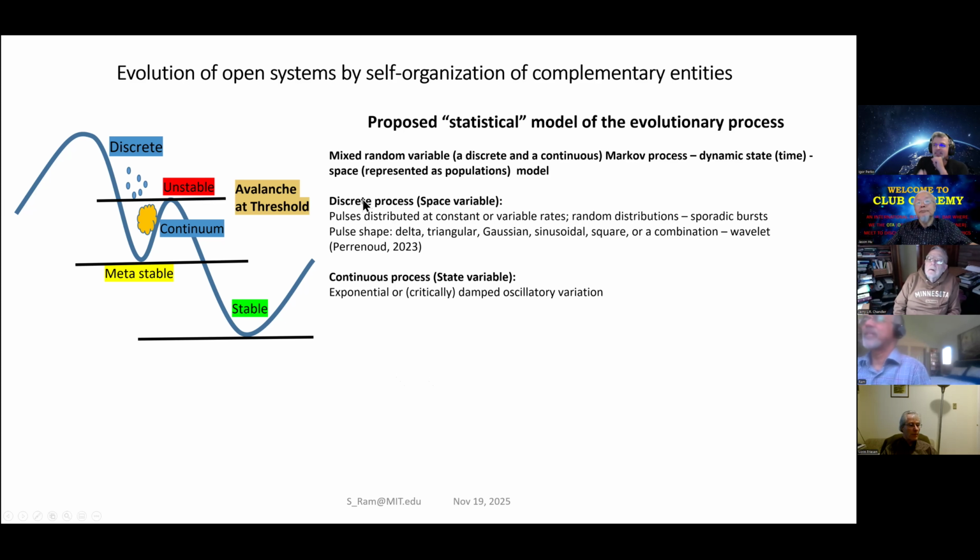In the first slide, I was talking about the discrete process, which is influencing the system here, all the interaction that is coming from the environment. It can be modeled as pulses distributed at constant or variable rates. That's very important. It doesn't have to be periodic and have certain frequencies. It can have all kinds of rates, random distributions, sporadic bursts. And the pulse itself could have a pulse shape. And then the continuous system doesn't have to be an LRC second order system, it could just be a first order system, exponentially decaying. It could even be critically damped.